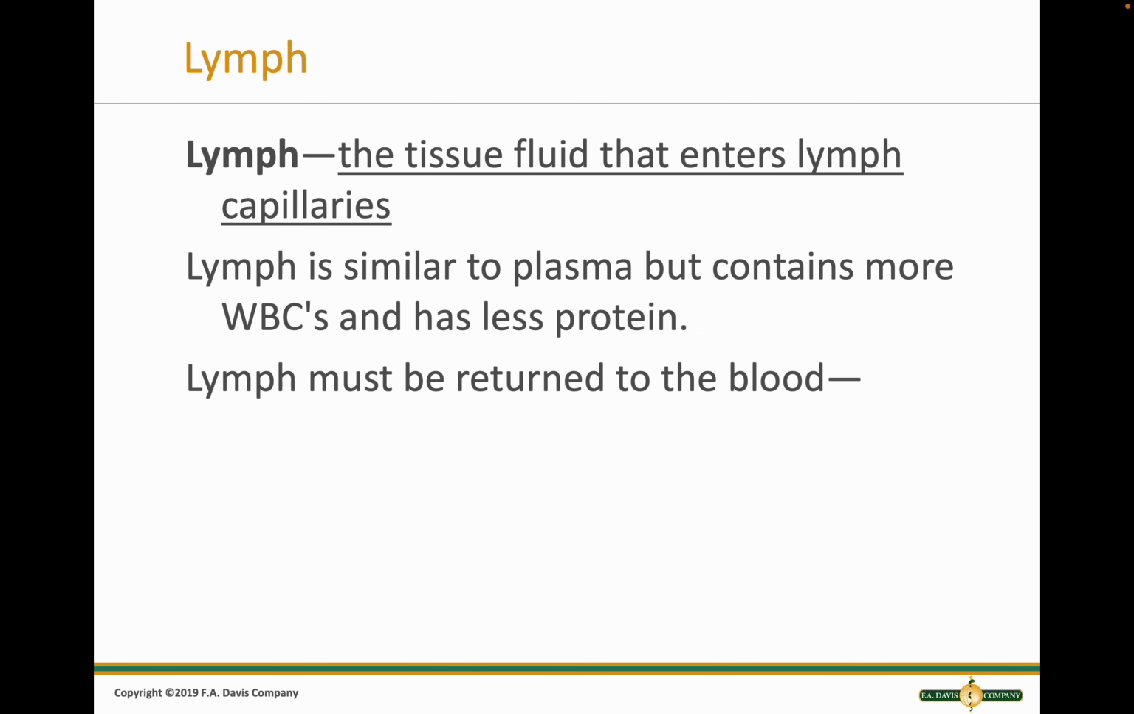Don't forget that lymph is the name we give to the tissue fluid that enters the lymph capillaries of the lymphatic system. The lymph is similar to plasma in a way, but its main difference is that it contains more white blood cells and has less protein. The main thing I want you to know is that the lymphatic system is focused on immunity, and so that's why you see more white blood cells in it. And then lymph has to be returned back to the blood.